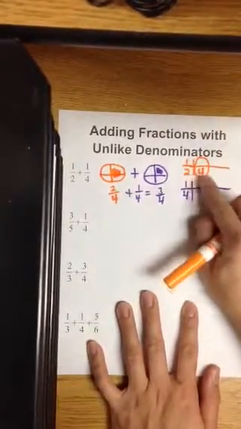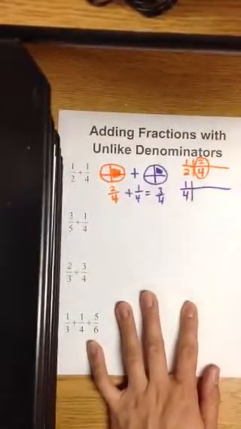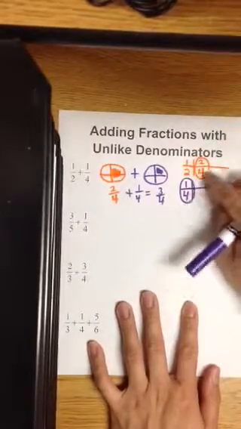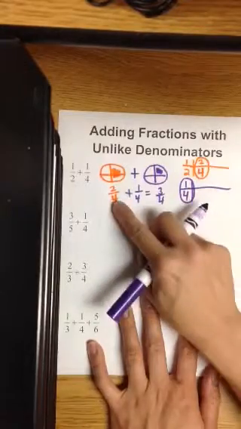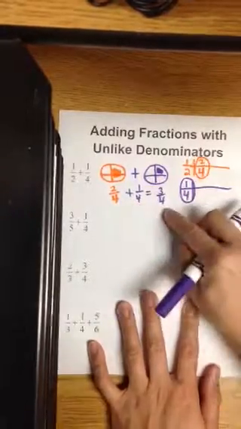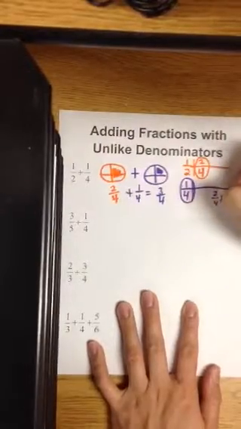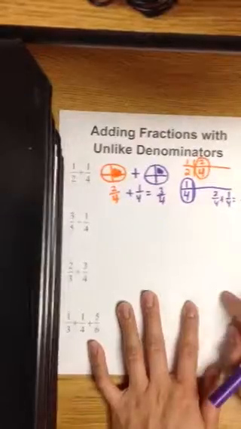Skip count. 2, 4, 1, 2. So 1/2 is equivalent to 2/4. And circle this 1/4 because these have a common denominator of 4. So what is 2/4 plus 1/4? 2 plus 1 is 3, so 3/4. So 2/4 plus 1/4 is 3/4. Remember, add the numerator, keep the denominator the same.